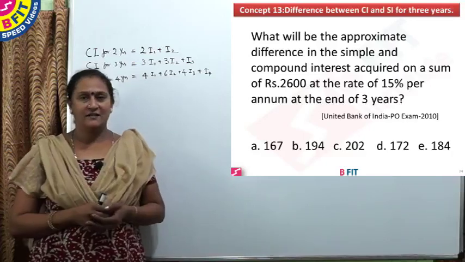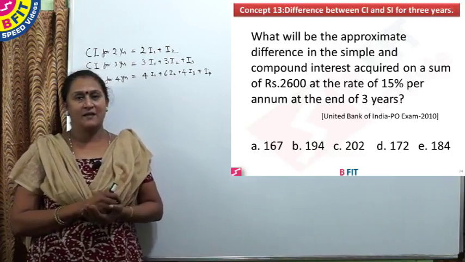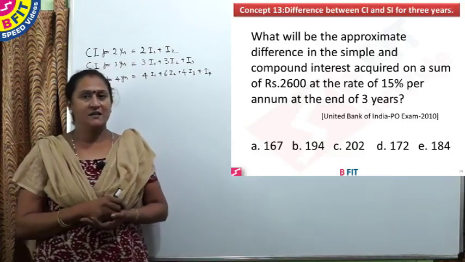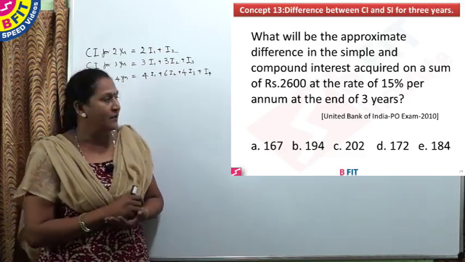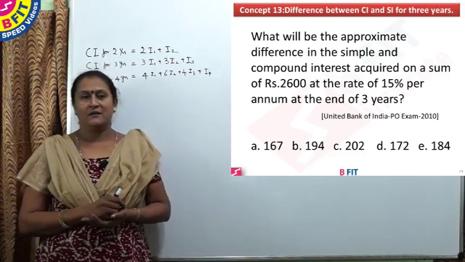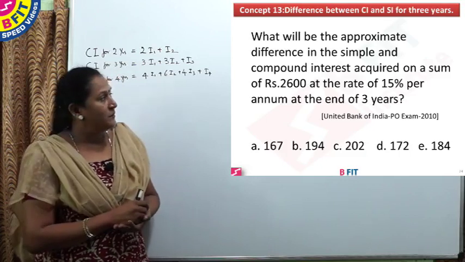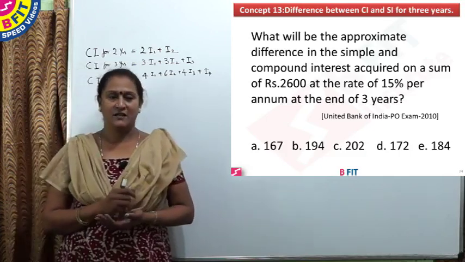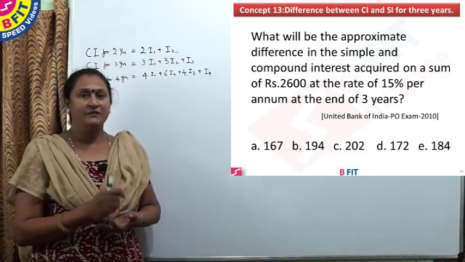So we will see the next example. The example which we saw before was taken from the exam GIC AO 2013, and this question is taken from the exam United Bank of India PO exam 2010. The question is, what will be the approximate difference in the simple and compound interest acquired on a sum of rupees 2,600 at the rate of 15% per annum at the end of 3 years.